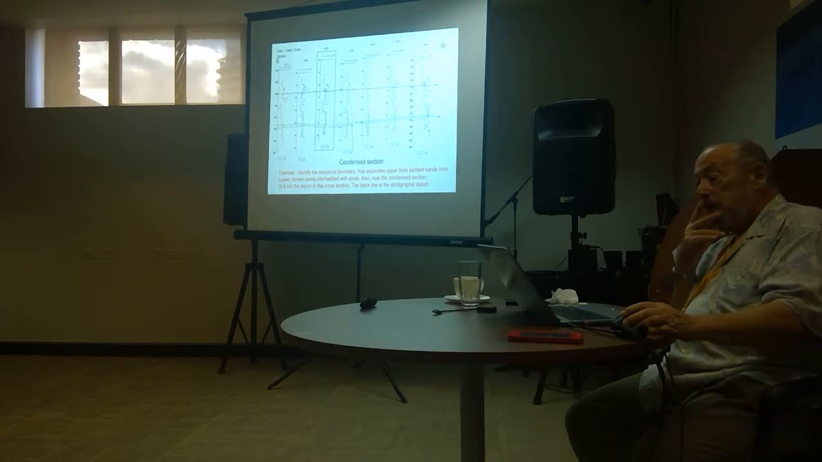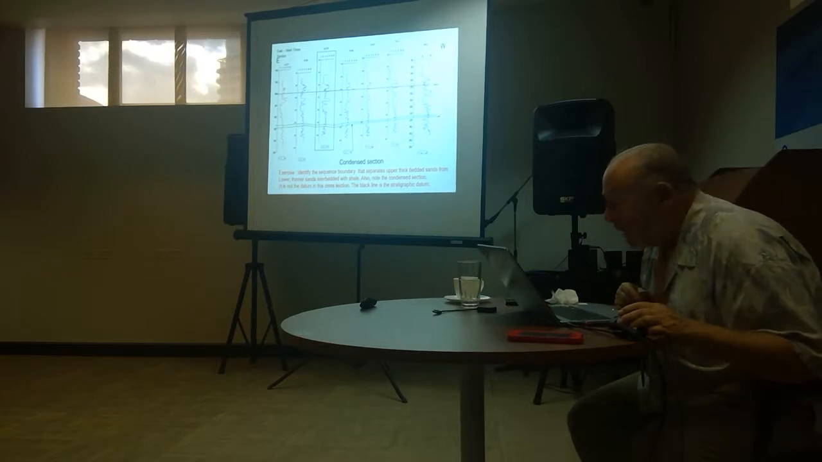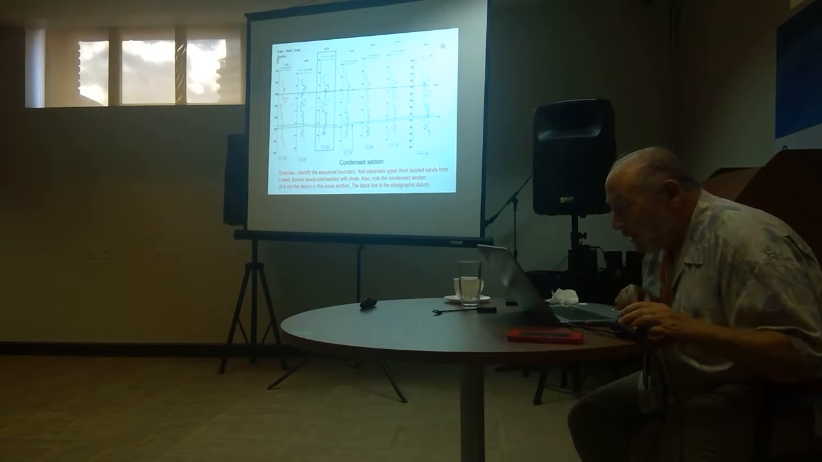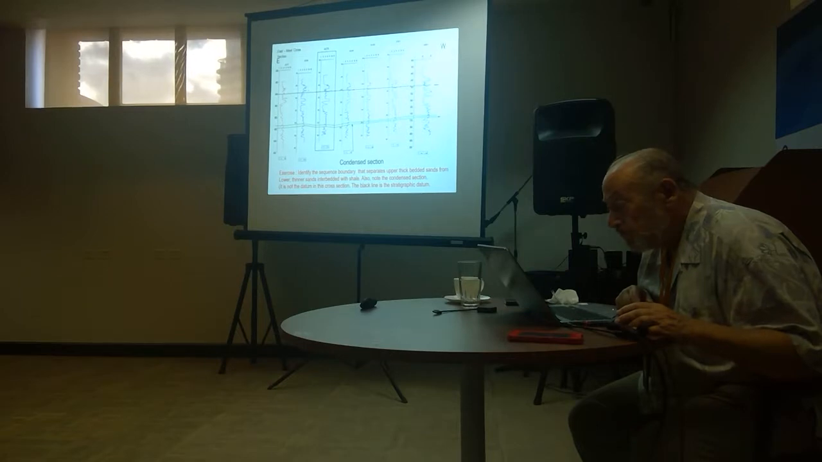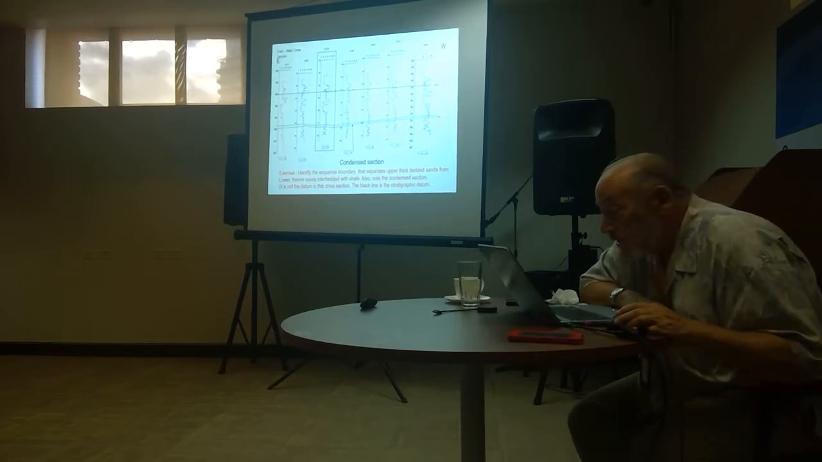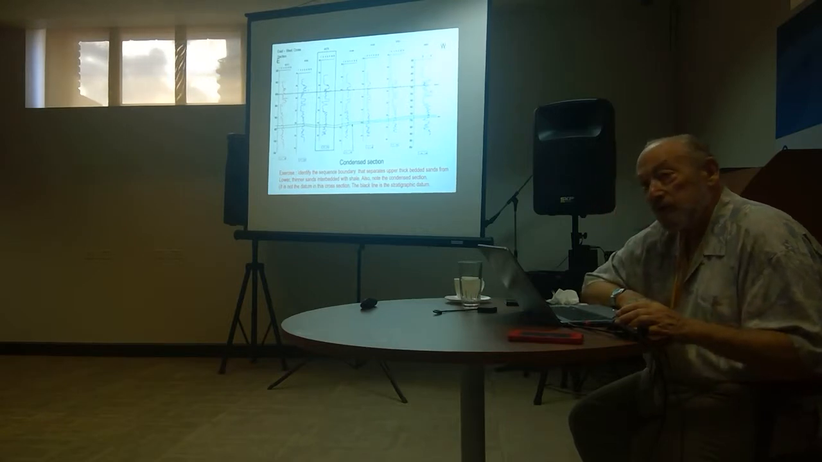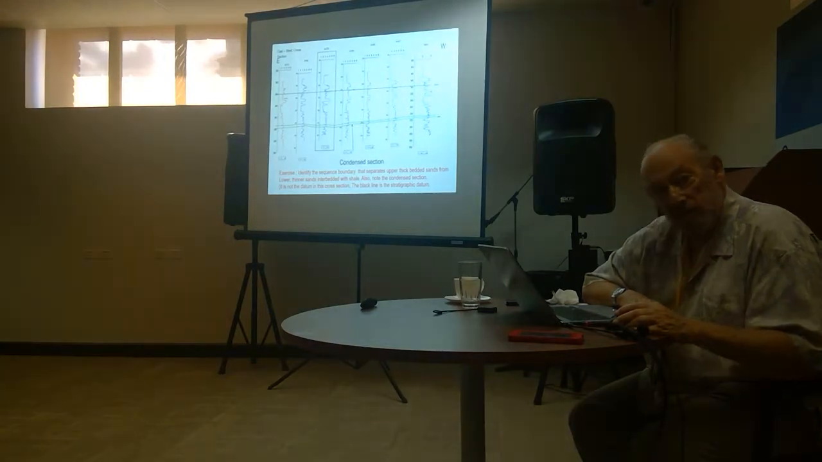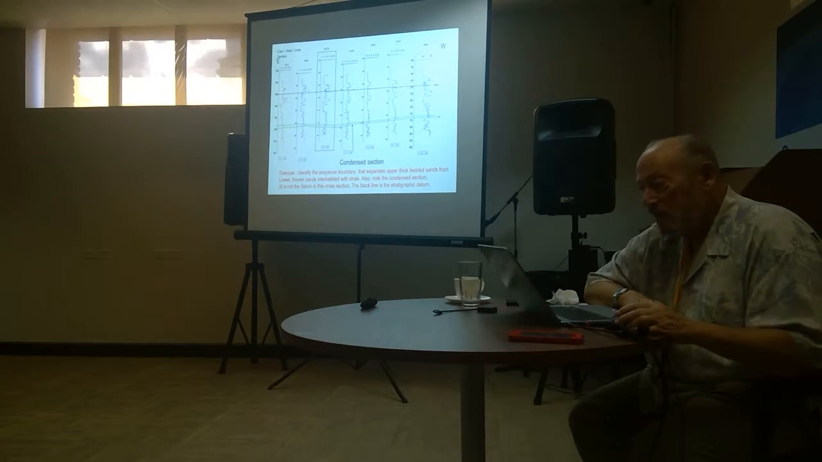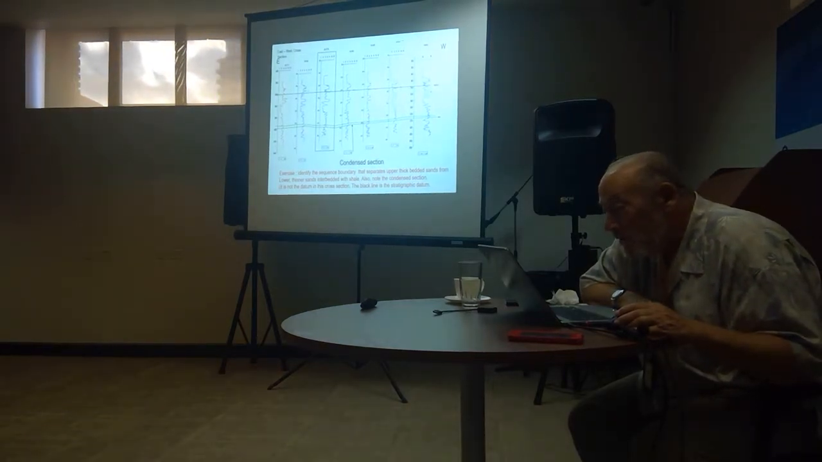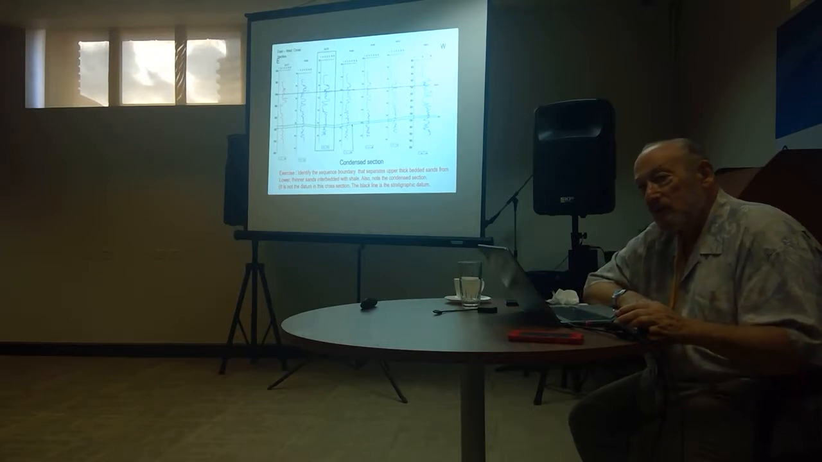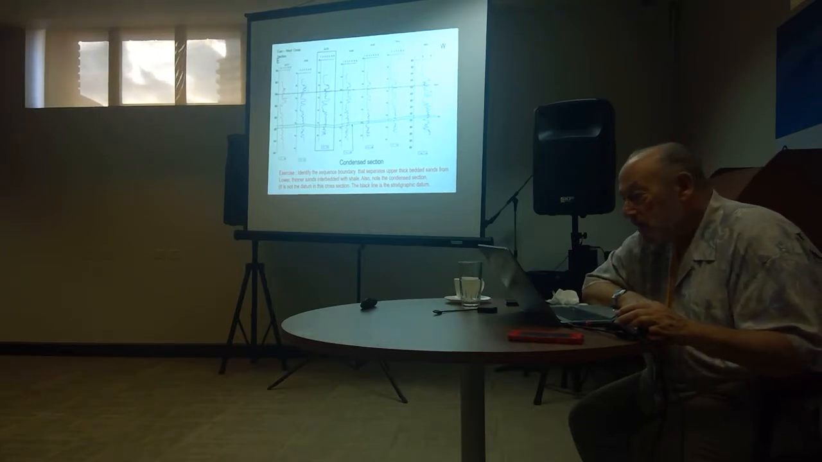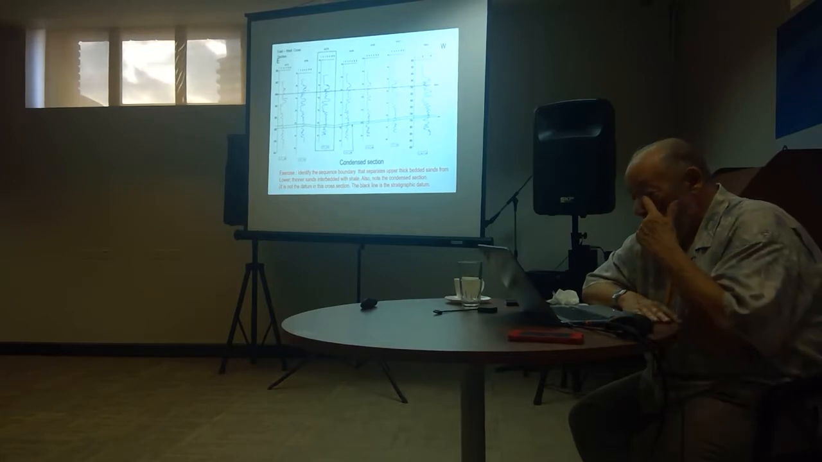Okay, now what you see here is a cross section, and I'm not sure if you can see. Can you see these numbers on your computer there? Can you make out what they are? Those are depths. Can you see what the numbers are? Too difficult? 3,200. Okay. All right.